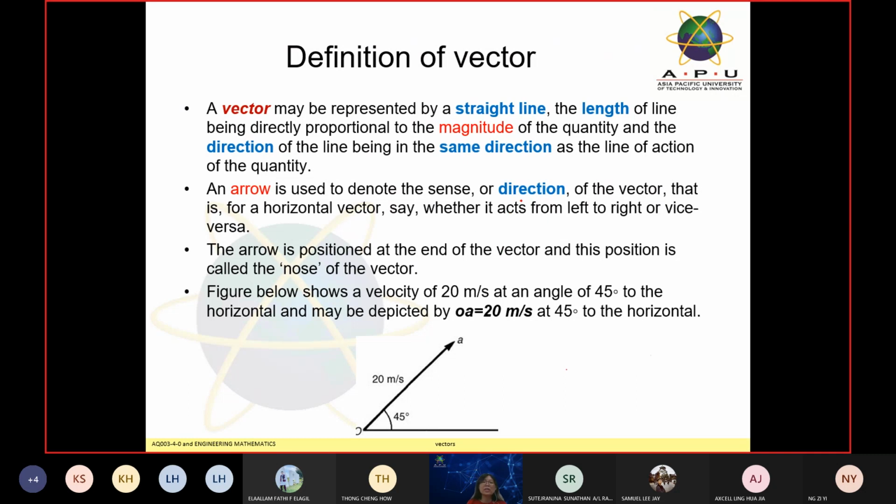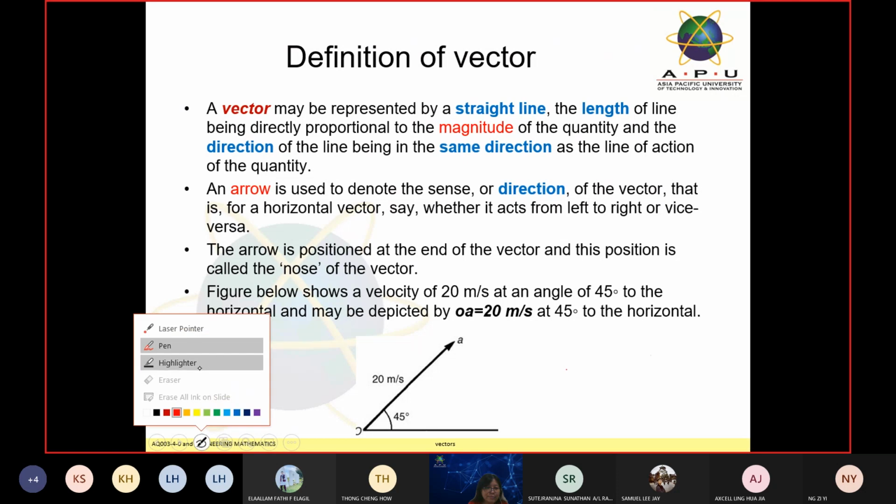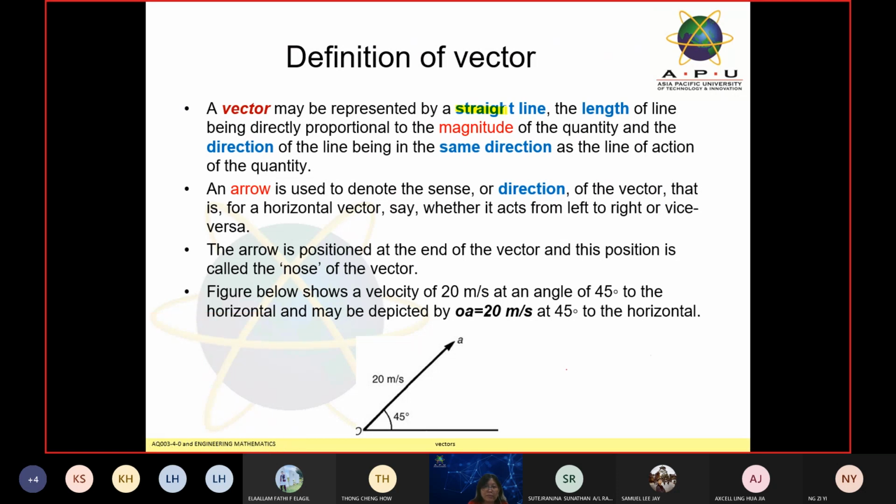A vector is represented by a straight line, with the length of the line being directly proportionate to the magnitude of the quantity, and the direction of the line being in the same direction as the line of action of the quantity. So when it comes to vectors, there are two main things: the magnitude and the direction.